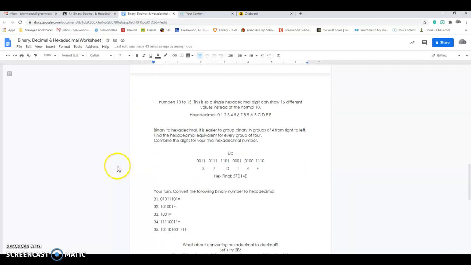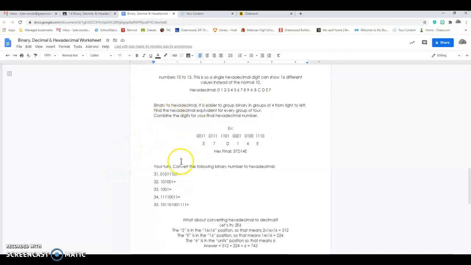It says binary to hexadecimal. For binary to hexadecimal, it's easier to group them in groups of 4 from right to left. So if this were a big binary number right here, what we'd do is start on the right and start grouping them in groups of 4. I like to put it on paper and put a big mark through it so I know this is a group of 4, this is a group of 4. The reason you group them from right to left is because if this only had 2 digits at the very end, or if it's odd or didn't have a big group of 4, you'll know you start with the group of 4 on the right side and work your way left.